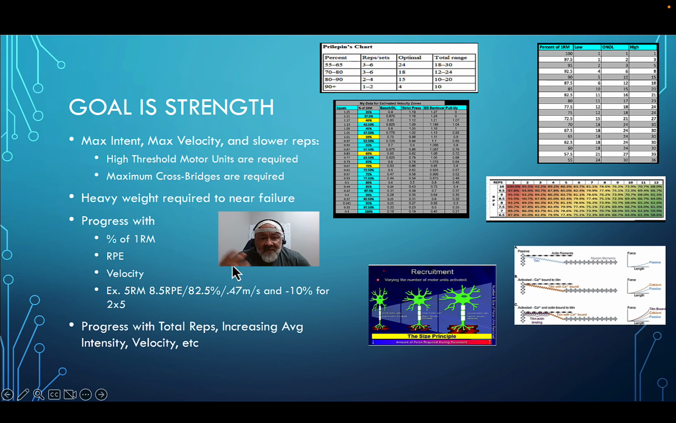And then I'll go for a 5 RM at a 10 RPE, all out still. And then I'll do a negative 10% for 2x5. Maybe on this every so often, with one of those being a maximum number of reps. So see how there's so many different ways that you can progress, but you do have to have progressive overload to continue to force adaptation.